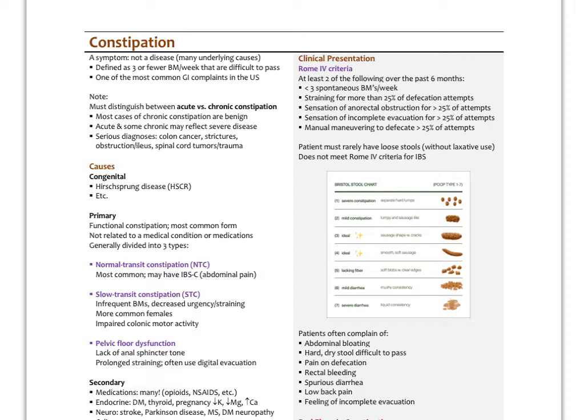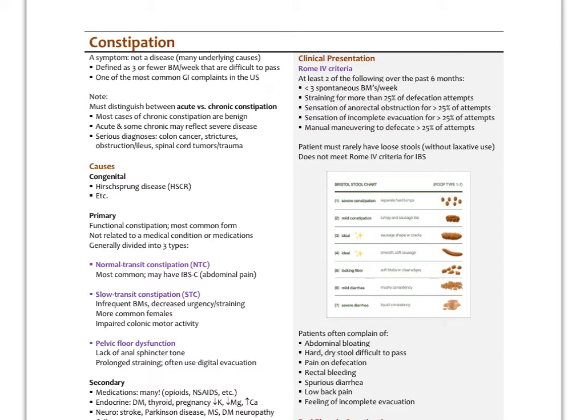Now, one of the ways that small and large intestine disorders manifest is through changes of stool, and our polarities there will be constipation and diarrhea. So let's look at constipation first. This is a symptom, not a disease. There are many underlying causes to constipation, so we always have to dig deeper. It's defined as 3 or fewer bowel movements a week that are difficult to pass, and it's one of the most common GI complaints in the US. If you put functional dyspepsia in there, then we have something like 90% of the digestive complaints going into primary care.